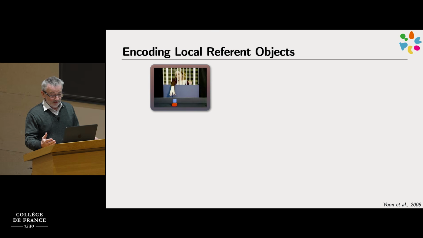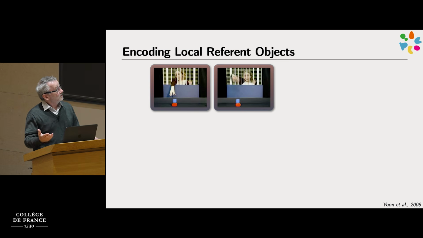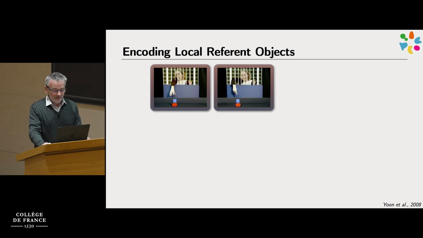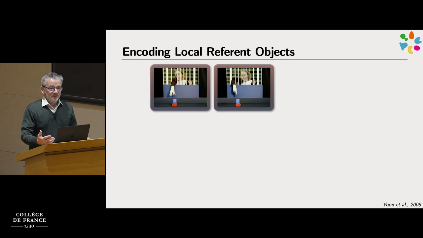This is an object-directed action, but not a communicative action. And this one is a communicative action. She talks in infant-directed speech, she looks at the viewer, and then she points. It's definitely a communicative gesture. So the question is whether this difference has an effect on what they encode about the object in this situation.